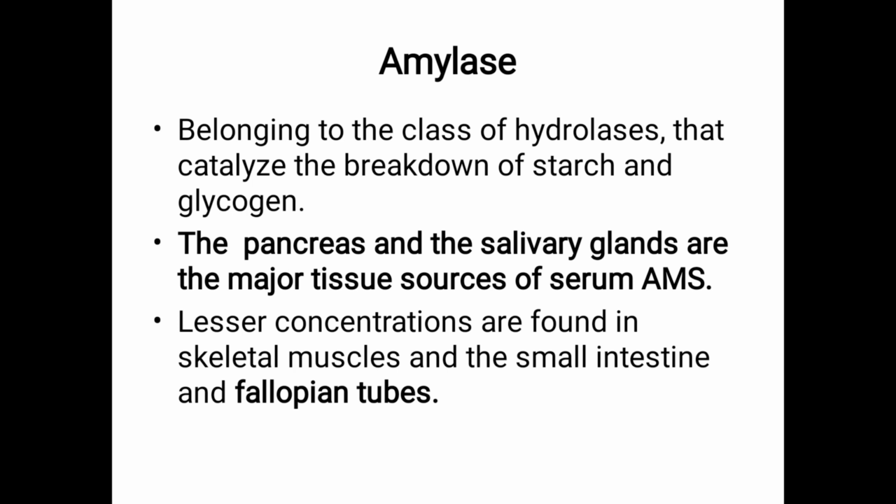The salivary glands also secrete amylase. The pancreas also secretes amylase. The pancreas and salivary glands are the major sources of serum amylase. Total amylase means pancreatic amylase plus salivary amylase. Lesser concentrations are found in skeletal muscle, small intestine, and fallopian tubes. So fallopian tubes come under the female genital tract.